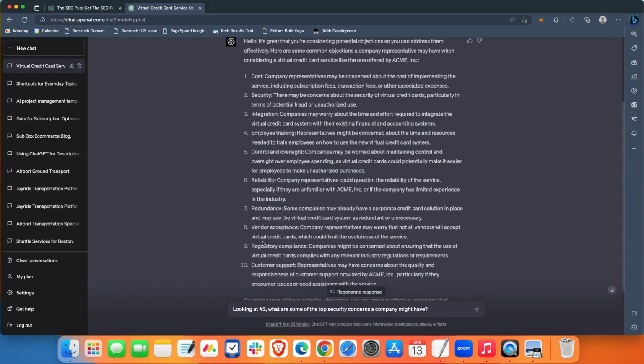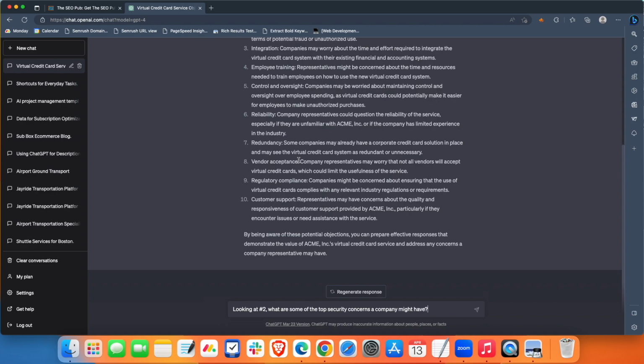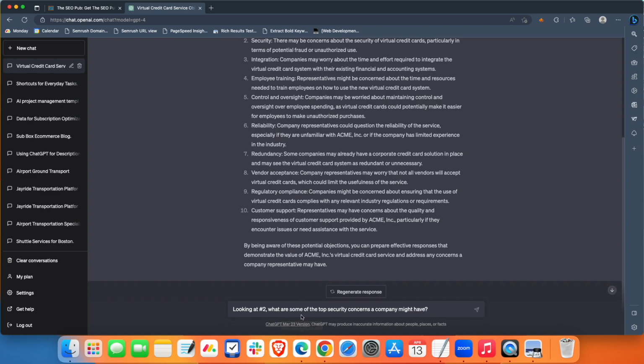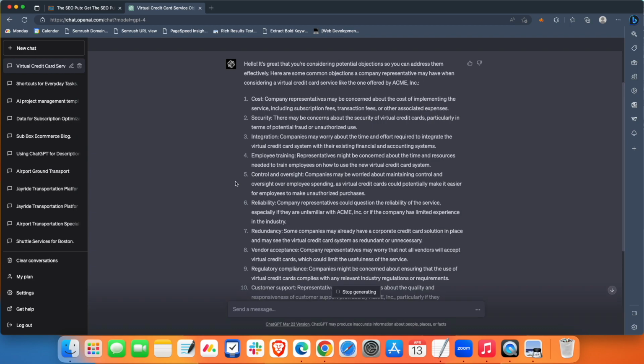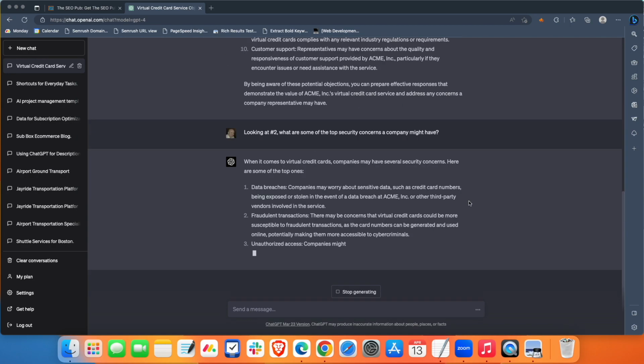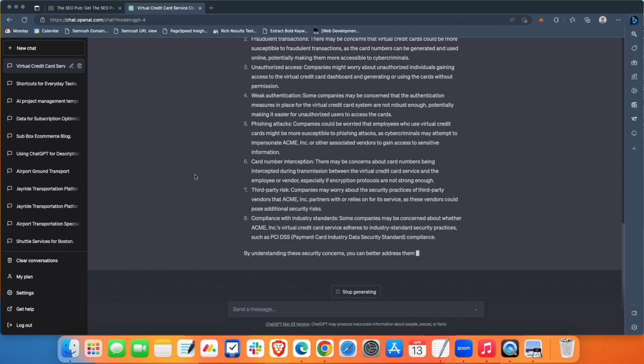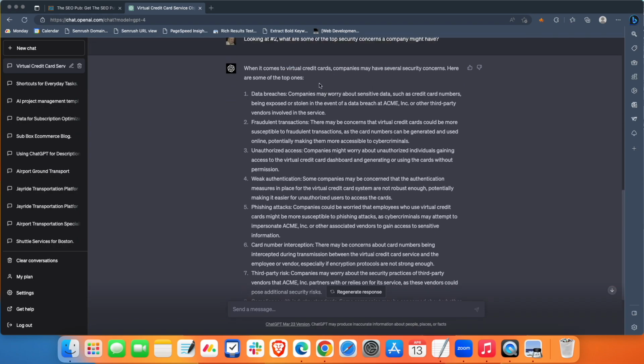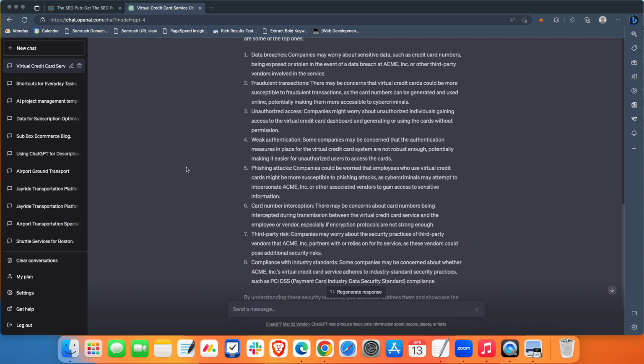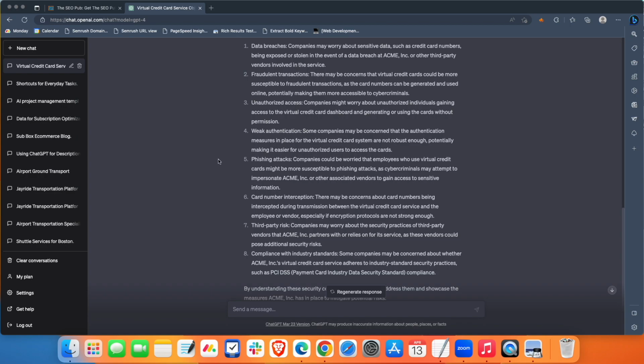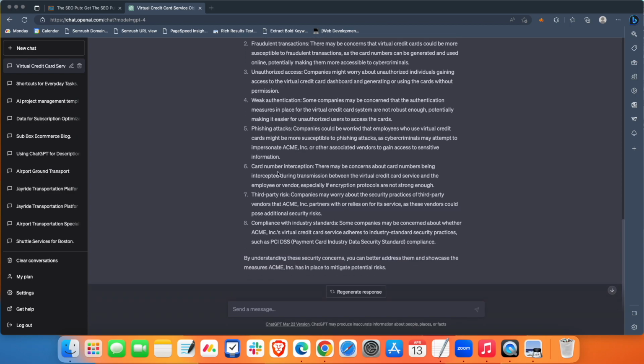So the next prompt is looking at number two, which was up here with security. What are some of the top security concerns a company might have? Okay, so what it did then is it took the security concerns and broke them down into more specific concerns that a potential customer might have, like data breaches, fraudulent transactions, unauthorized access, weak authentication, phishing attacks, card number interception, third-party risk, and compliance with industry standards.